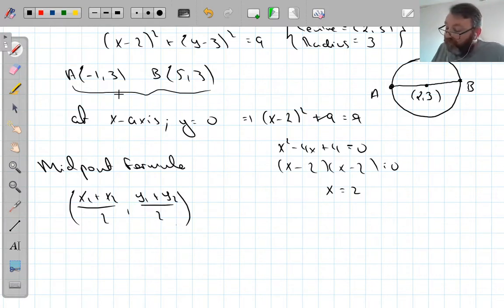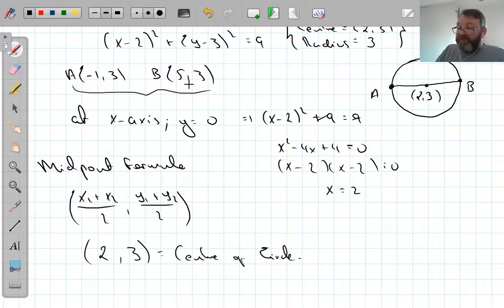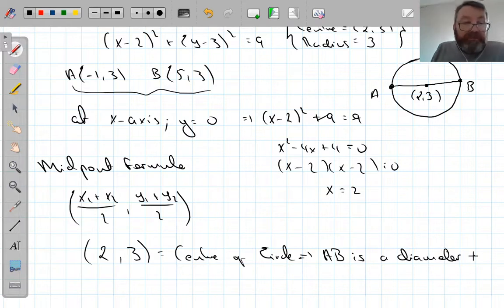Okay, so all I've got to do with these two is add them together. So x1 plus x2 is 4, 4 over 2 is 2, and then 3 plus 3 is 6, over 2 is 3. Is the center of AB the same as the center of the circle? Yes, and because it's the center of the circle, that means that AB must be running through the center from end to end, which means AB is a diameter. Okay, AB is a diameter.